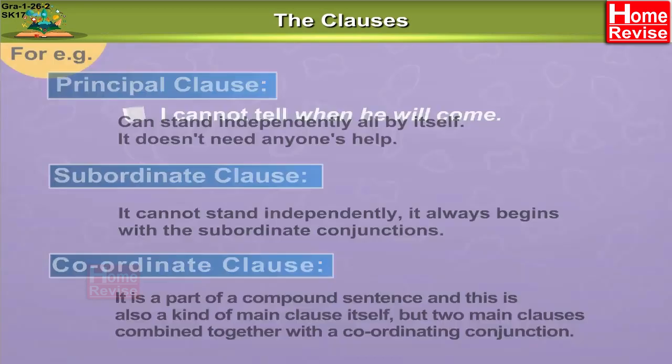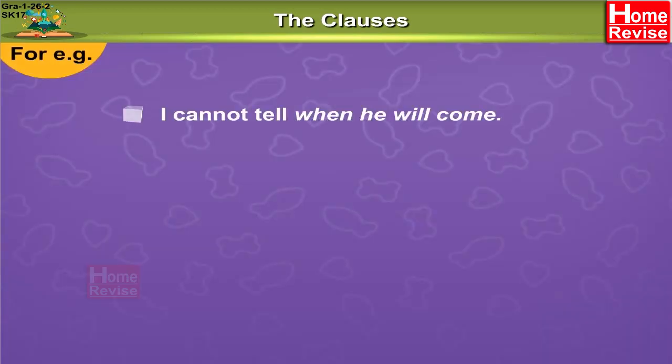Let's take examples. In the above sentence, I cannot tell when he will come. I cannot tell is the principal clause because, as you can see, I cannot tell can stand independently. It does have its own meaning. Whereas when he will come, full stop, this particular part does not make any sense if it is kept without the main clause. This particular clause begins with the conjunction when. So it is a subordinate clause. So in the sentence, I cannot tell is the main clause. When he will come is the subordinate clause.